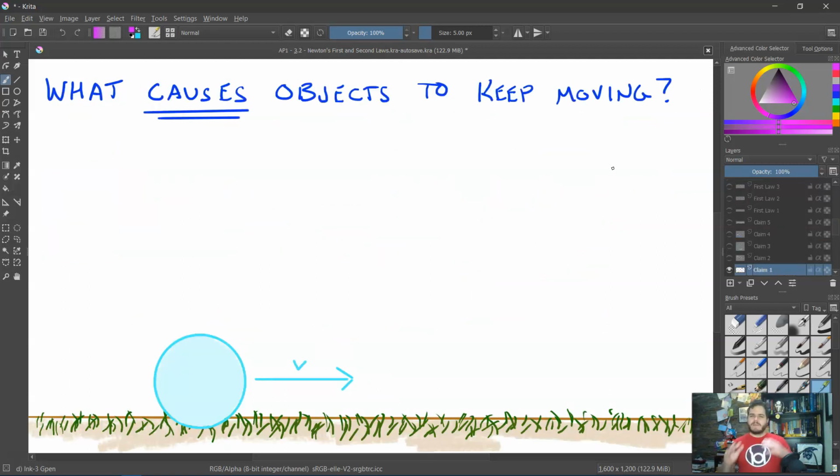At this point, it's time to take a little bit of a detour to talk about something that's going to set us up for the next part of the lesson. So, what causes an object to keep moving? Okay, so if it's at rest and it starts to move, we know it must accelerate, it must be a force.